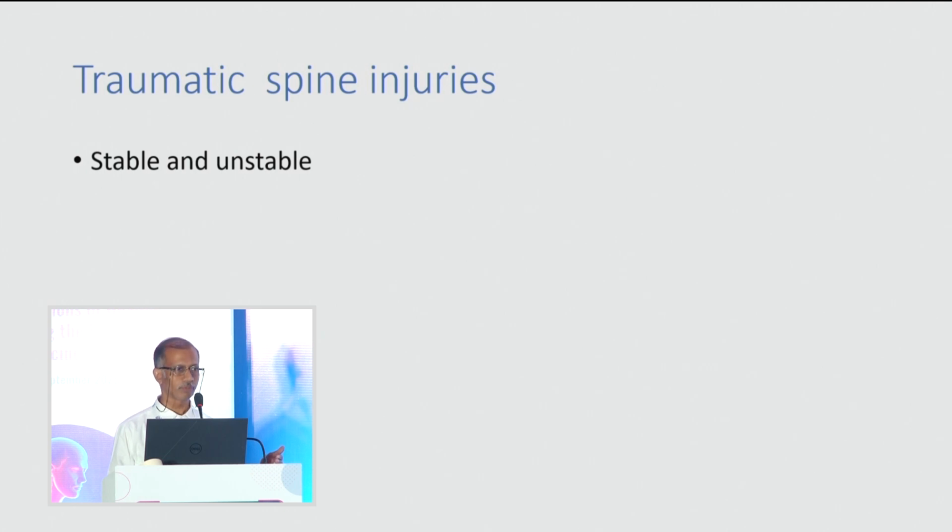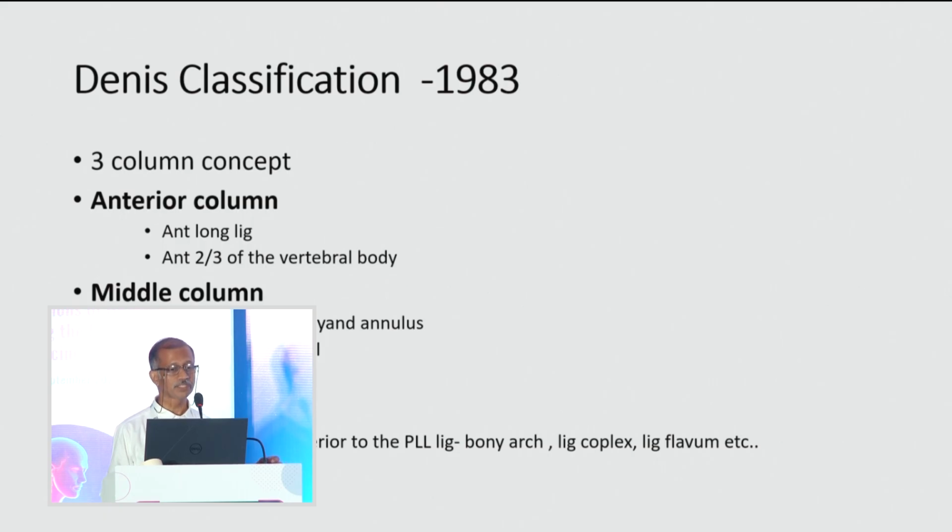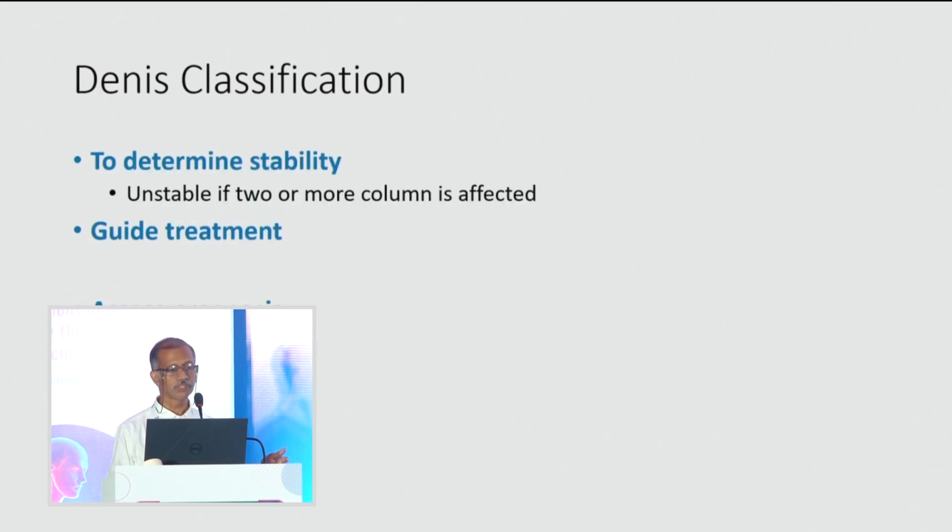When you look at the traumatic spine, it can be either stable or unstable. Francis Denis has come up with a good classification, the three-column concept that you all know about. You have the anterior column, which is the anterior longitudinal ligament and the anterior two-thirds of the vertebral body. The middle column, which is the posterior one-third of the body and annulus, the posterior vertebral wall and posterior longitudinal ligament. And the posterior column is all structures posterior to the posterior longitudinal ligament. Based on this, it is basically to determine stability, to guide treatment and to assess the prognosis.